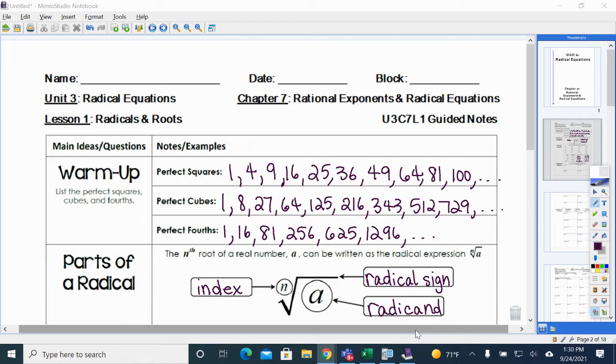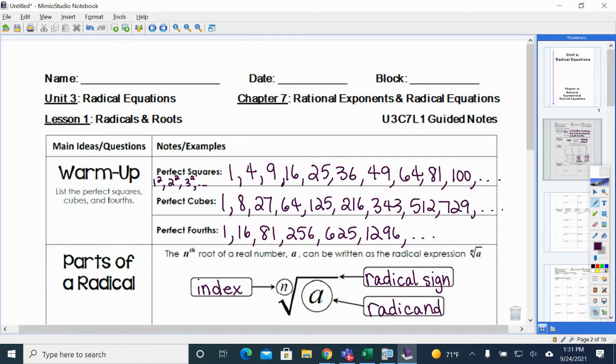The warm-up here I've already filled out. It asks us to list the perfect squares, perfect cubes, and perfect fourths. So let's talk about just perfect squares. Perfect squares come from squaring the number. So 1 squared is 1. 2 squared is 4. 3 squared is 9, and so on. 4 squared is 16. 5 squared is 25. So that gives us those perfect squares.